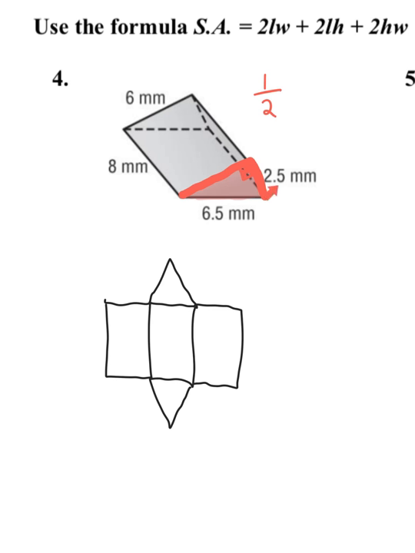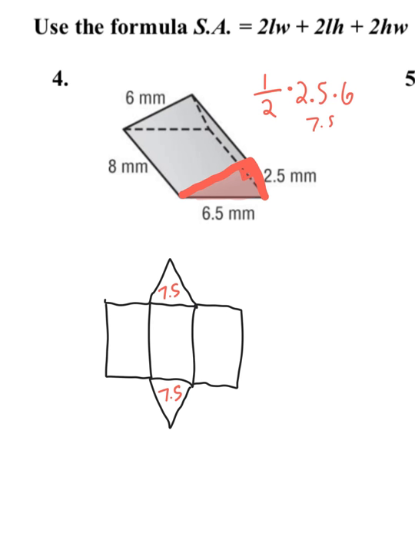One of them is 2.5. The other one here, you have to steal from up here, which is 6. So it's going to be half times 2.5 times 6. Okay, and then you figure that out, and it's 7.5. So that equals 7.5. That means each triangle is 7.5 square millimeters. Now, let's move on to the rectangles.